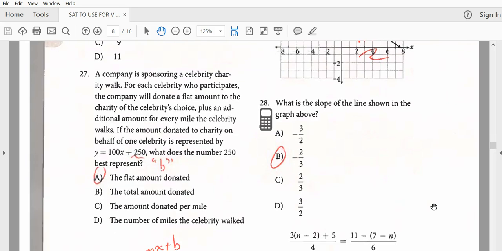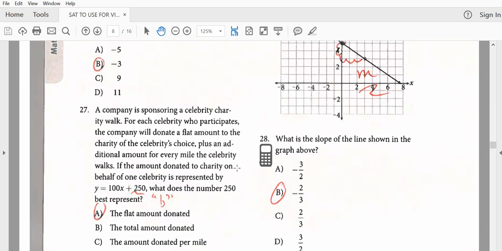Okay, going on to 27 here. Again, just vocab, what does it represent? So if we read through this problem, the key idea is it's a flat fee, it's an upfront cost, it's a basic. We don't use the word per, we don't use for each when we talk about a b or a y-intercept. So we can get through that one.